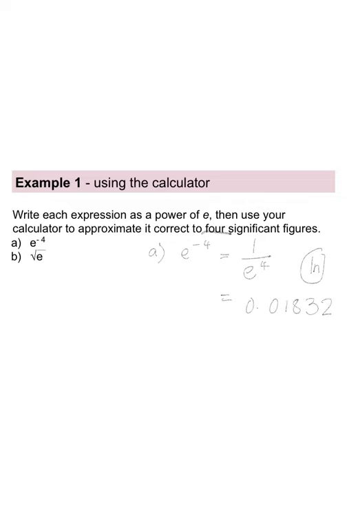0.01832, because we need 4 significant figures. So here are our 4 significant figures.